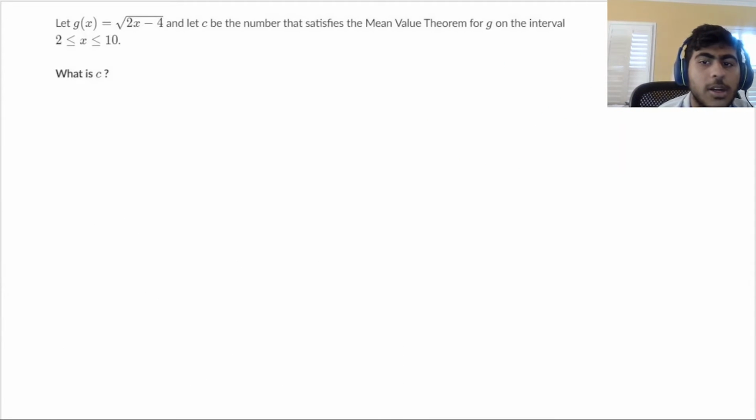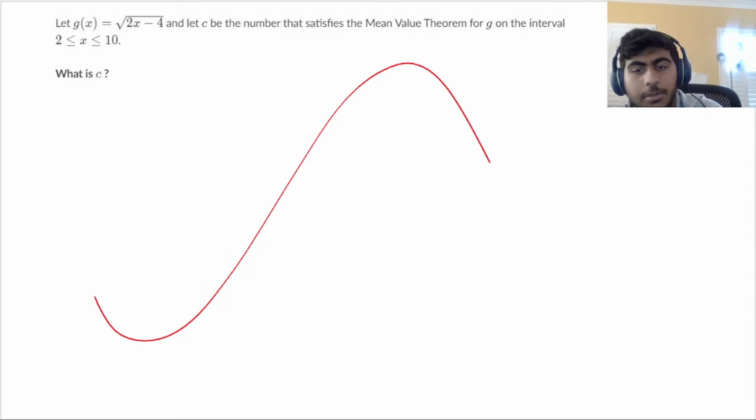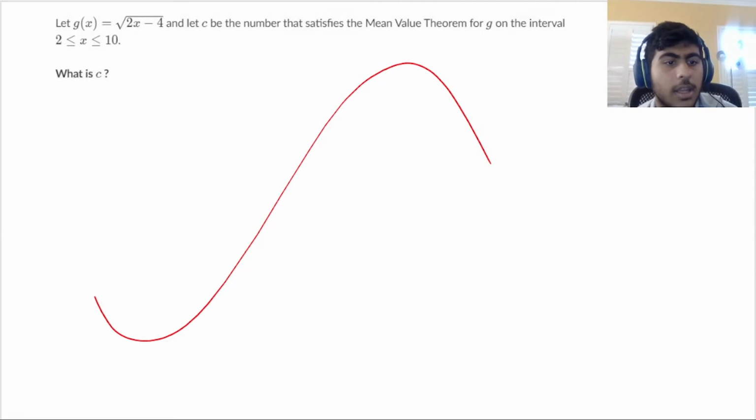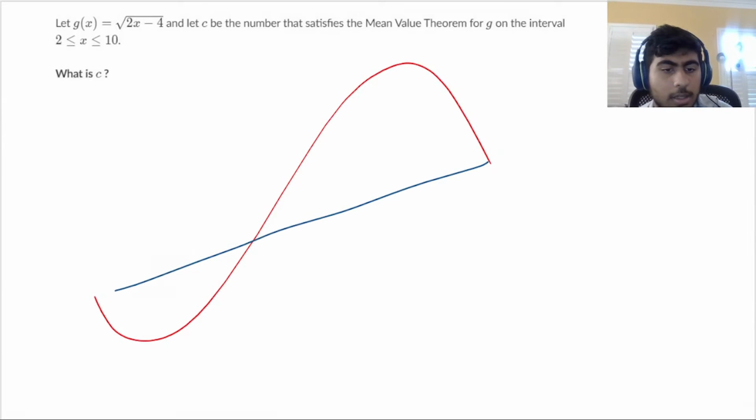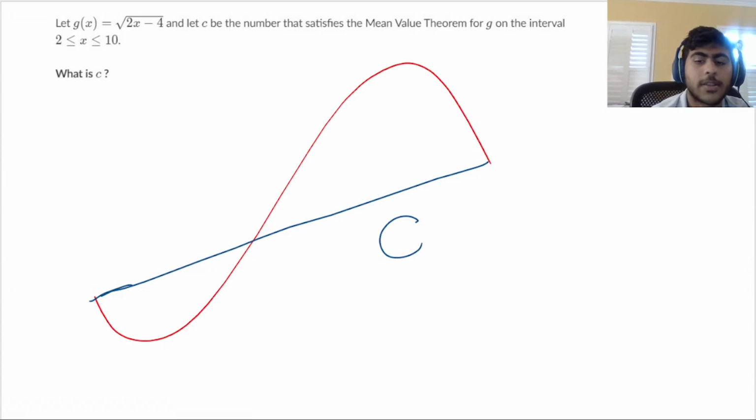Let's move on to our next category, which is the mean value theorem. Now, the mean value theorem is a special theorem that says if you have a function, let's draw a sample function. If you have a sample function like that, and you take this line right here, say this line has slope c. The slope of that line is c, so the average rate of change is c.